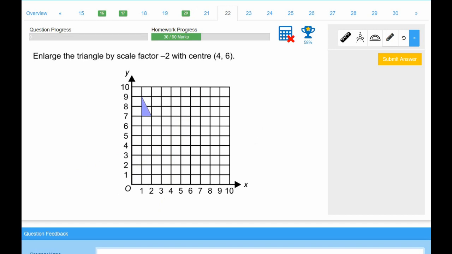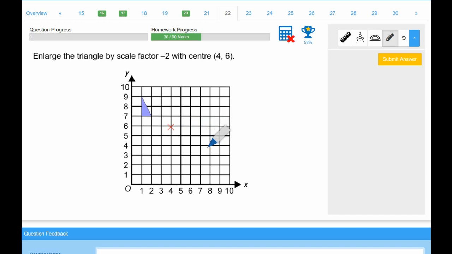This one is very, very similar. Start off by drawing my center of enlargement, 4,6. There it is. Draw my ray lines through this center of enlargement, and then scale factor of -2 means it's going to be the opposite side. So if it's 2 to the left and 1 up, it'll become 4 to the right and 2 down.